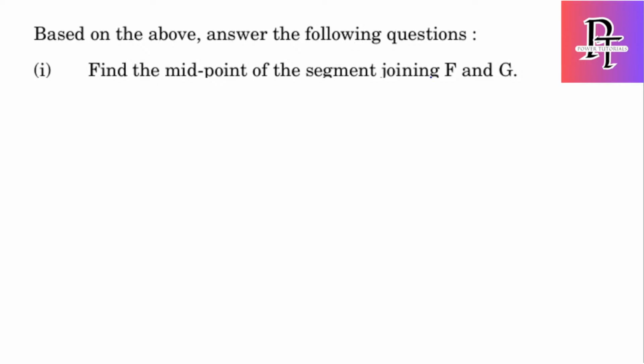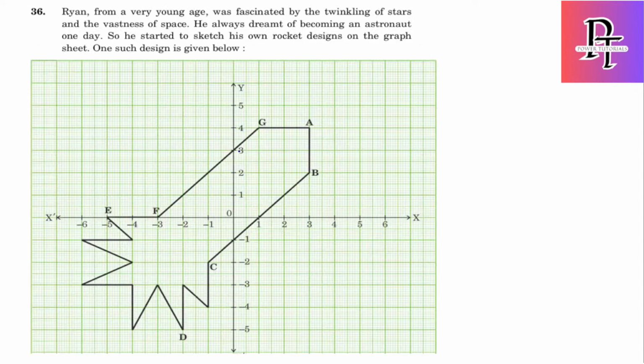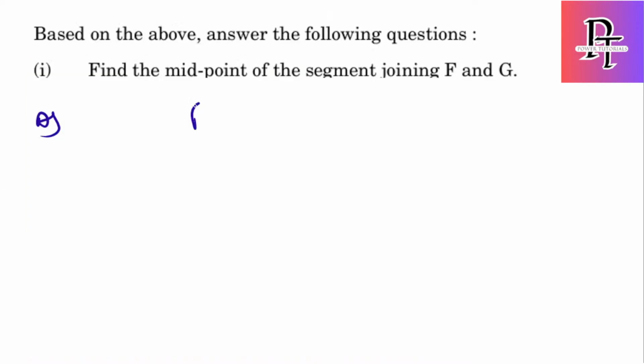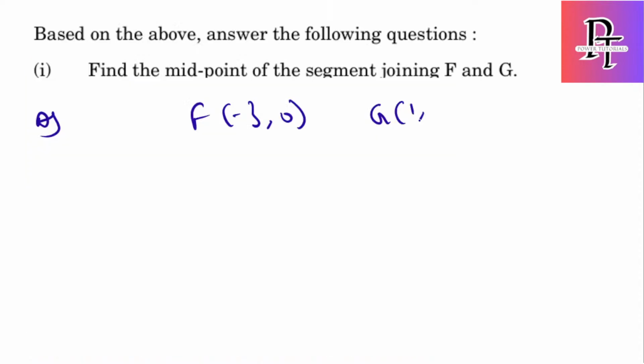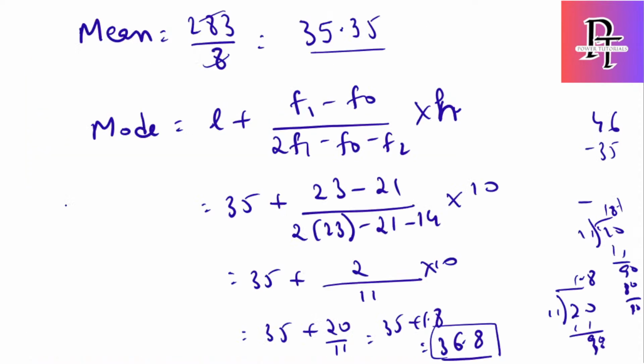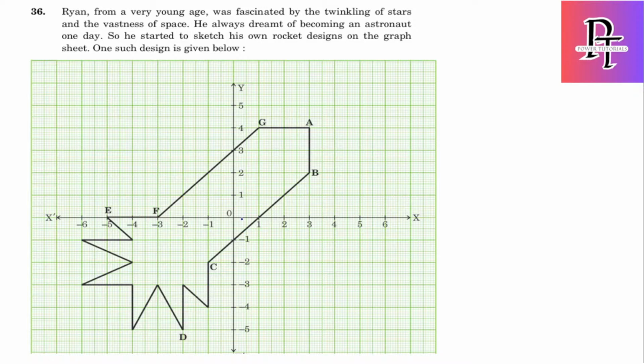Find the midpoint of the segment joining F and G. Let's mark F and G from the graph sheet. F is here. It is minus 3, 0 because on the x-axis y is 0. F is minus 3, 0. G value, where is G here? X is 1, y is minus 4. G is 1, minus 4. Let's cross check F again. It is on minus 3. Yes, it is on minus 3.